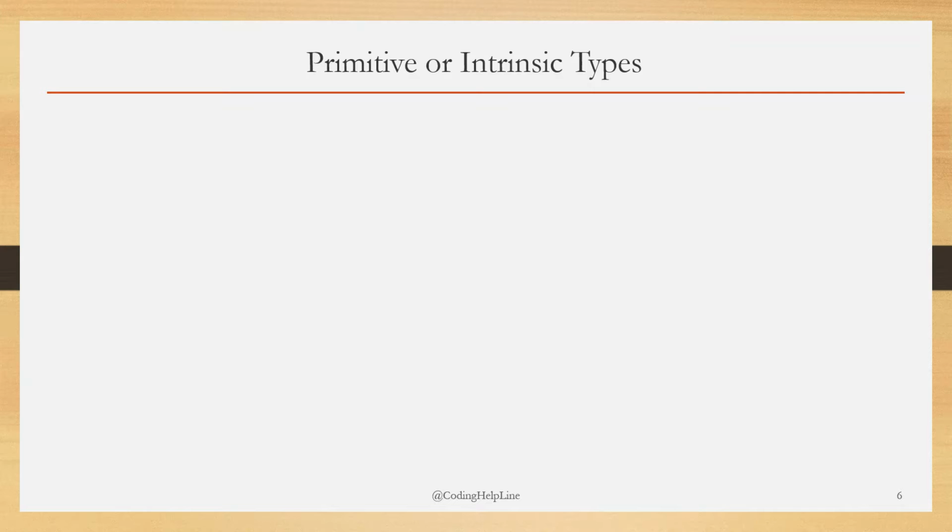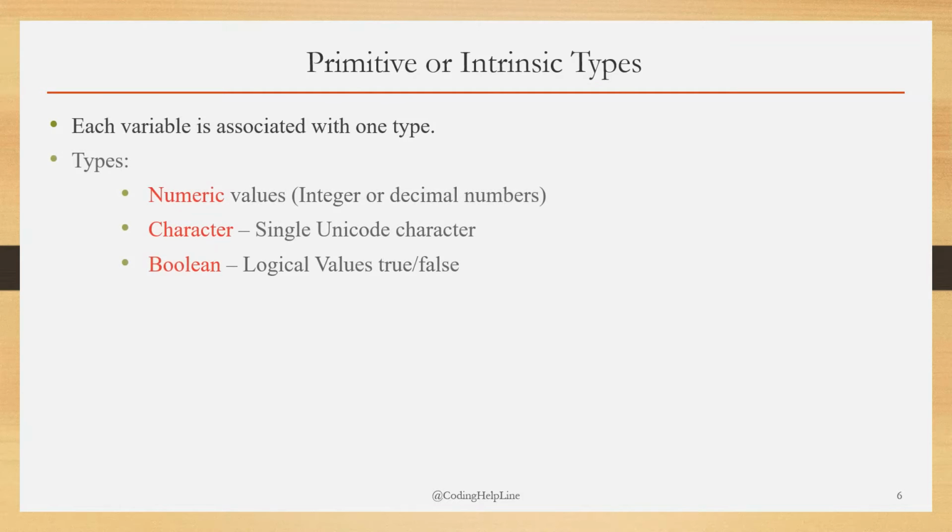So, primitive versus primitive or intrinsic data types. Primitive or intrinsic data types are the ones Java provided. They are built in within the Java programming language. Each variable is associated with one type of data type. For example, numeric values. There are 4 types of integer values in Java, and 2 types of floating point numbers. Total 6 numeric data types.